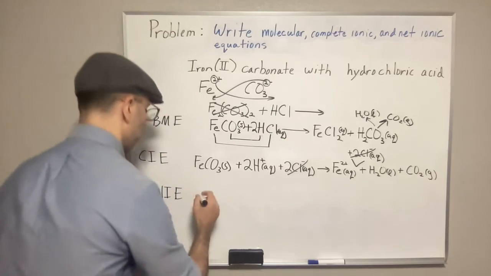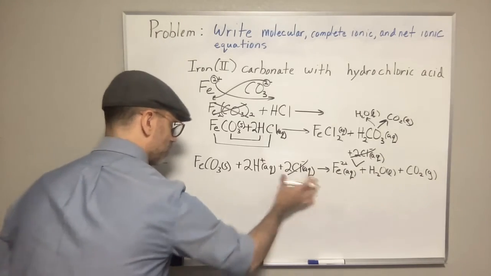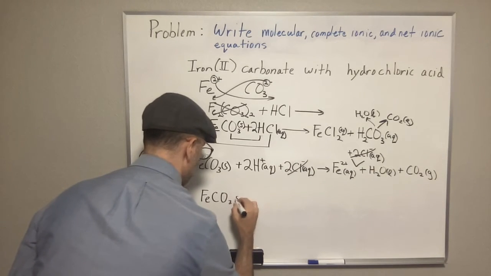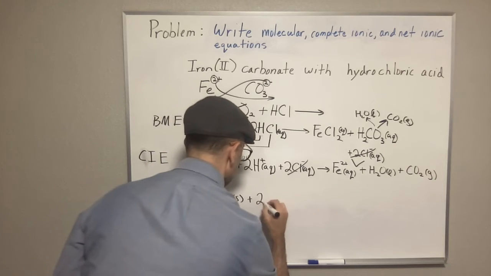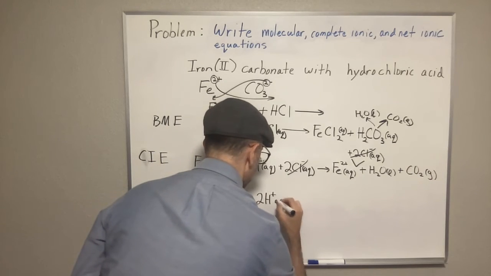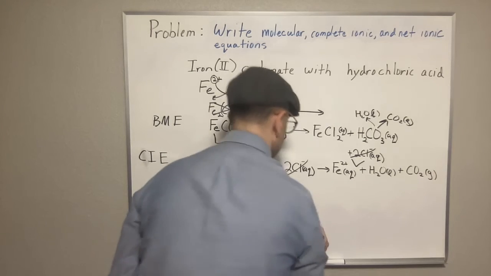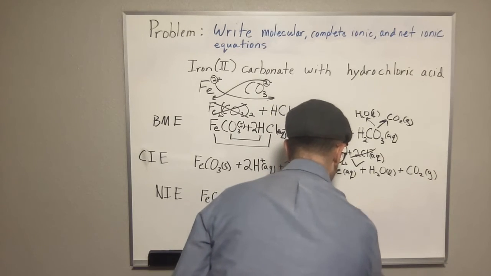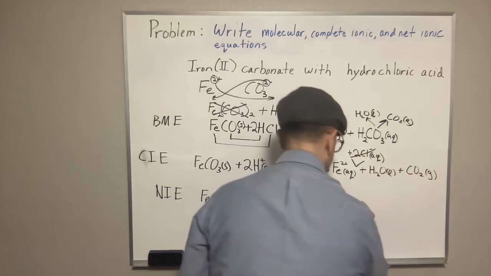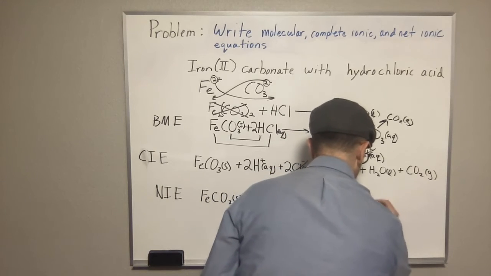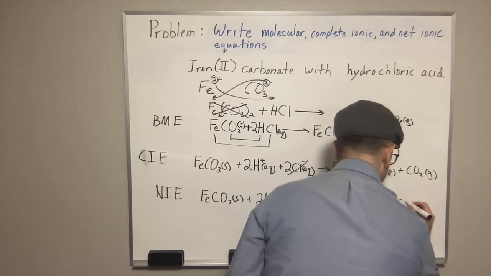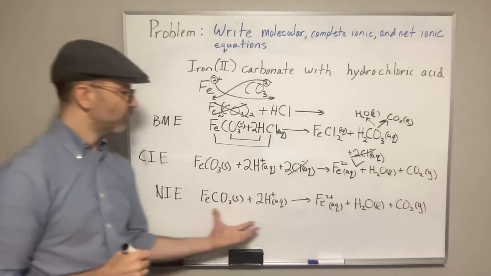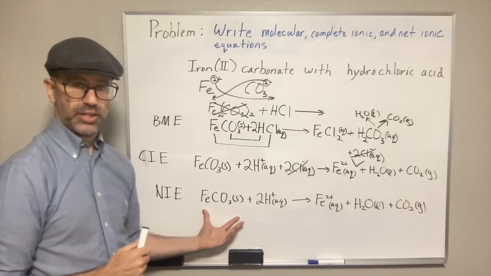When we write our net ionic equation, we write everything except for the spectator ions. So here we have FeCO3 solid plus 2H plus aqueous, and that's going to go to Fe2 plus aqueous, and then no spectator ion, so plus H2O liquid plus CO2 gas. And that would be our net ionic equation.